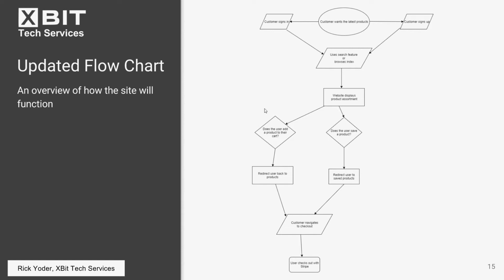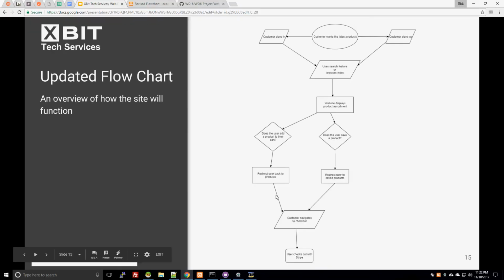I feel like if they want to save something for later, they might also want to look at the rest of their saves, so that's why I would redirect them essentially to the saved products page. But if they're just adding to the cart, I'm just going to redirect them back to where they were in case they might want to do some more shopping, of course. And then they navigate to the checkout eventually, and then they check out with Stripe. So I went from branching it into two different paths basically into one, just combining those two paths, whether they're a guest or a person who's signed in or signed up.